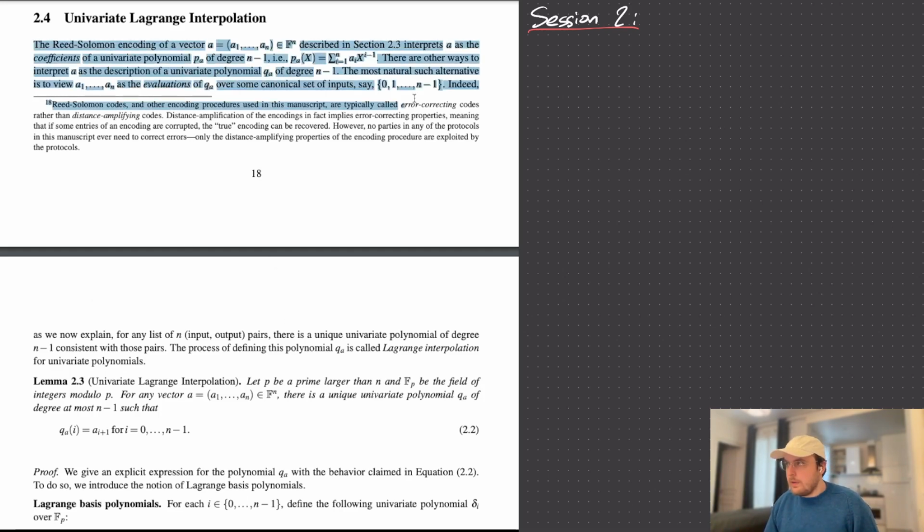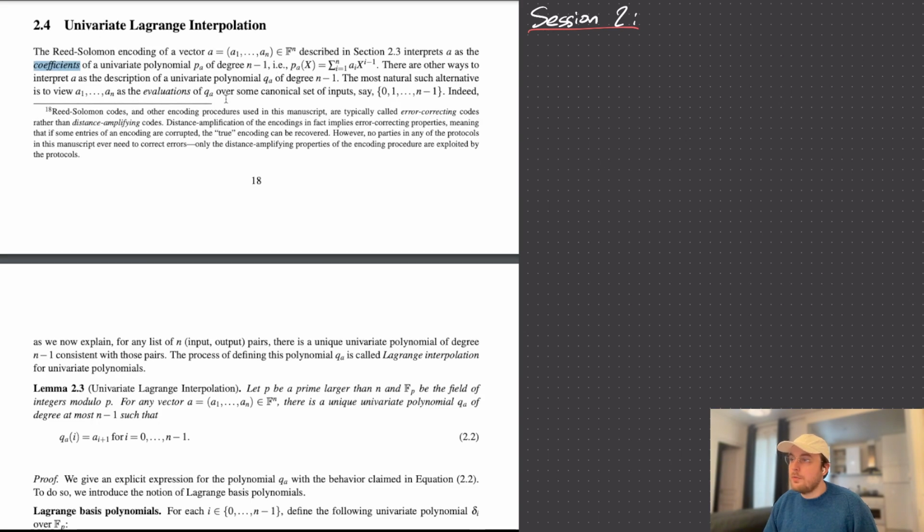So I think we read that last time, but we can refresh ourselves. Reed-Solomon encoding is of a vector A in the field described in section 2.3. Interpret A as coefficients of a univariate polynomial P of A of degree n minus 1. So they interpret it as coefficients, right?